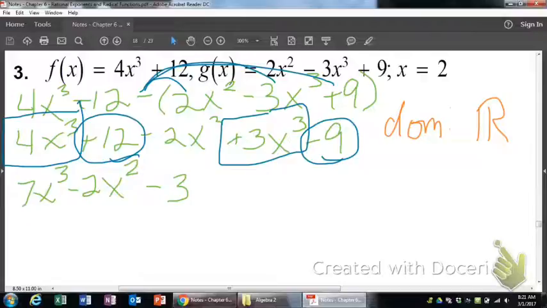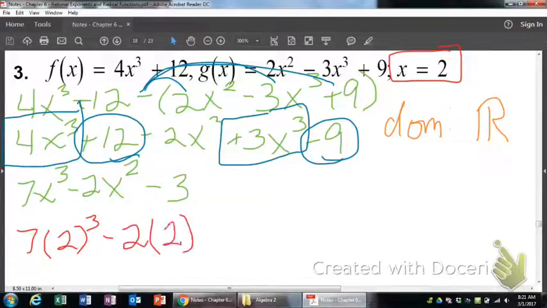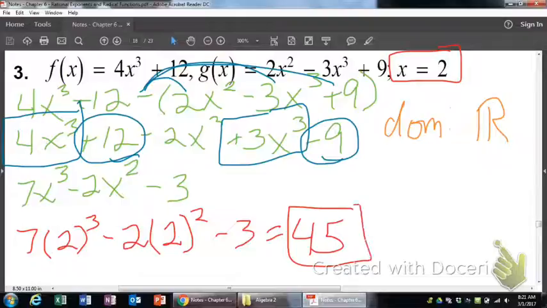My final step is to plug in x equals 2. So I have 7 times 2 cubed minus 2 times 2 squared plus 3. So what that's going to give me, I'm going to plug that into my calculator. And when I plug it in, I get 45. So there you go, number 3 on your notes.